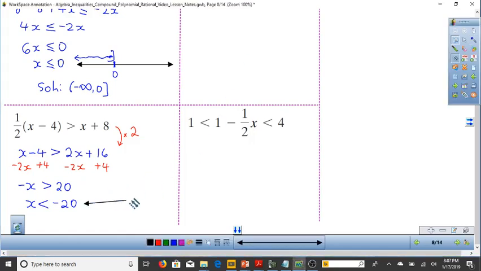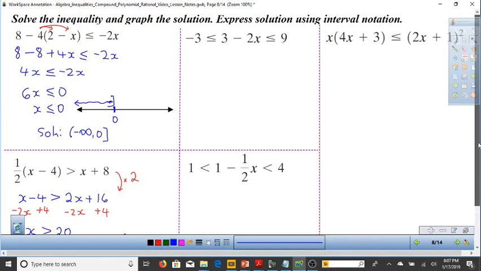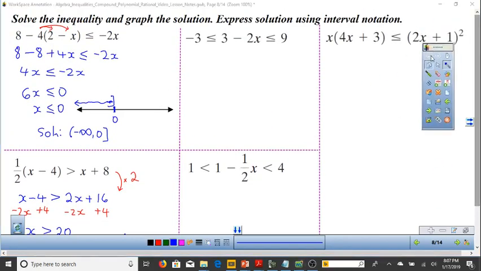When I'm ready to graph that, the number I put on the number line is negative 20. And again, since x is less than negative 20, we're just going to shade to the left. And then I'll put a parenthesis because it's strictly less than, not including negative 20. So the solution then is negative infinity again up to negative 20, but this time with a parenthesis, because negative 20 is not one of the possible solutions.